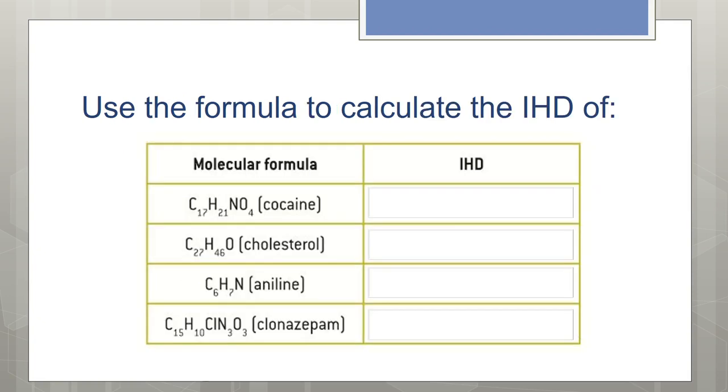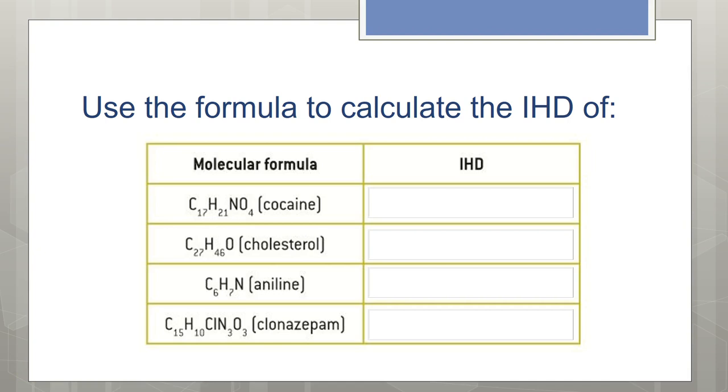Okay, what I want you to do is to pause this video and have a go at calculating each one of these for yourselves. You've got cocaine, cholesterol, aniline, and clonazepam here, which are different drug molecules and biological molecules. Have a go at calculating the IHD for each of these and then come back and check your answers.